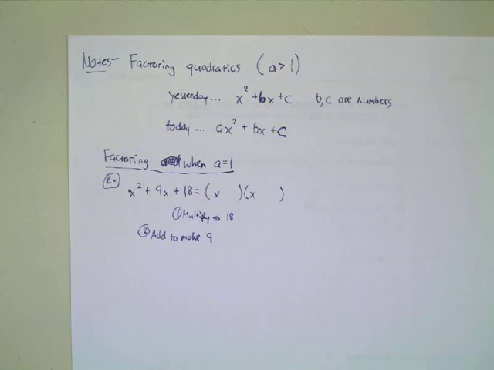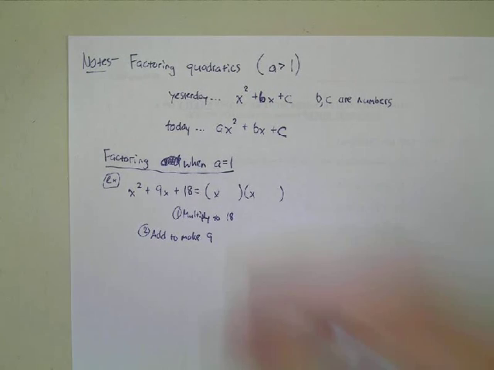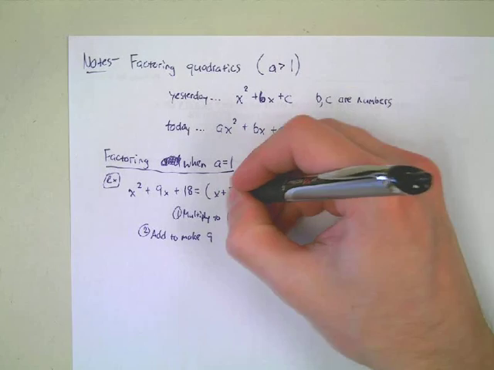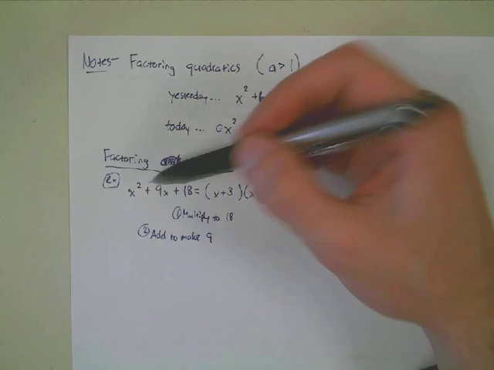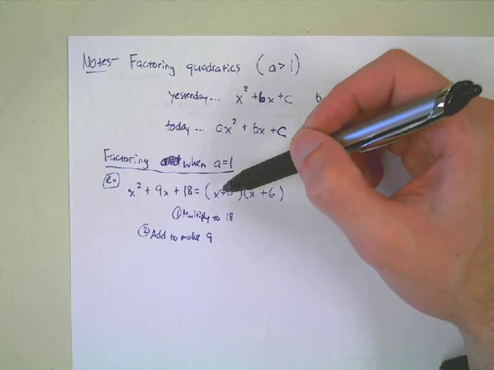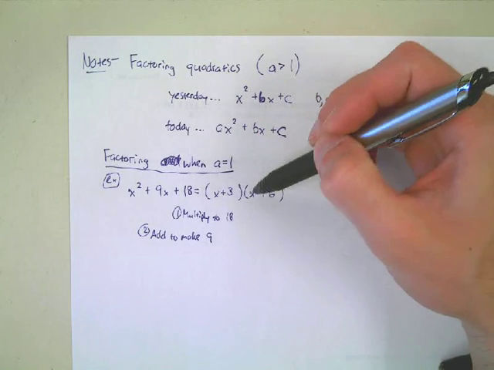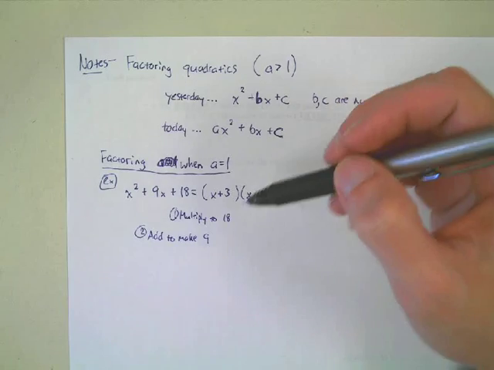And so what are those two numbers? Yeah, 3 and 6, 6 and 3. So x plus 3, x plus 6. That was yesterday. Easy stuff. The x squared, it's easy to get x squared. The only way you can get x squared is by doing x times x. So that's why you have the two x's there.